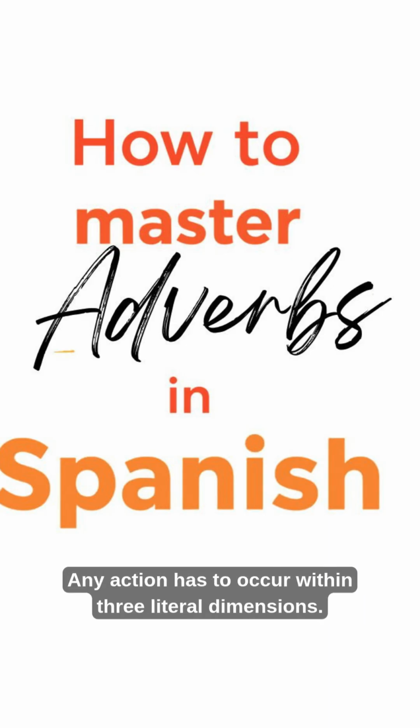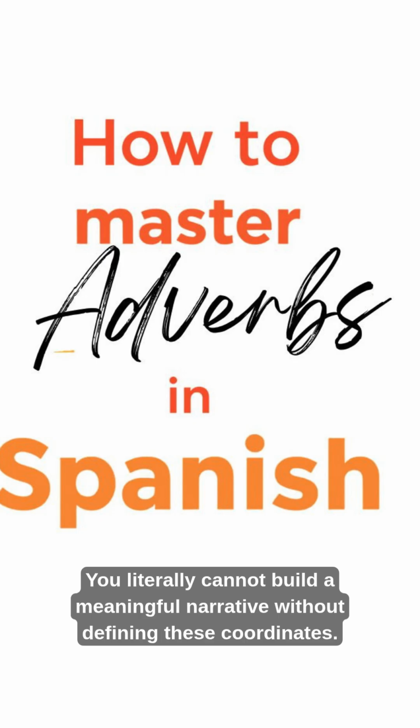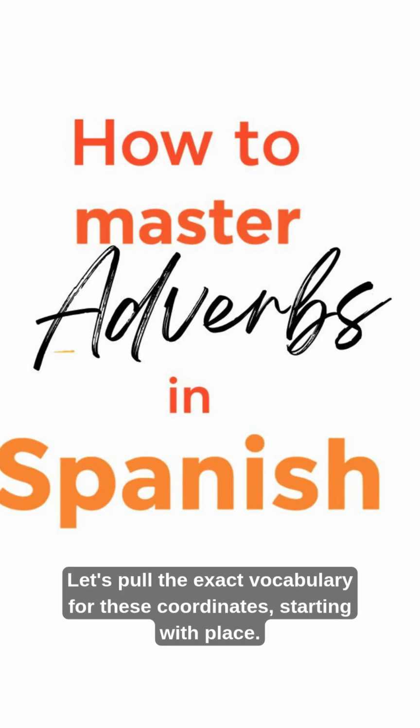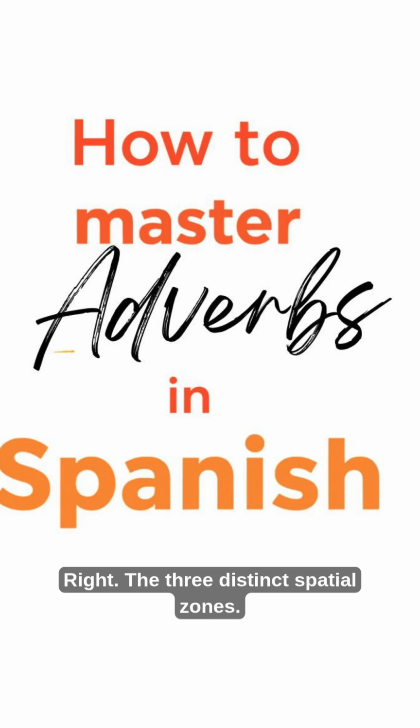Any action has to occur within three literal dimensions. Your notes isolate these as place, time, and quantity. You literally cannot build a meaningful narrative without defining these coordinates. Let's pull the exact vocabulary for these coordinates, starting with place. The source lists aquí, ahí, and allí. Here, there, and over there. Right, the three distinct spatial zones.